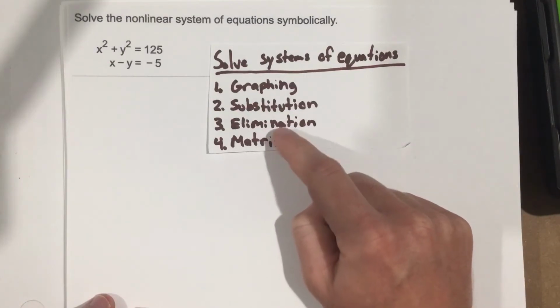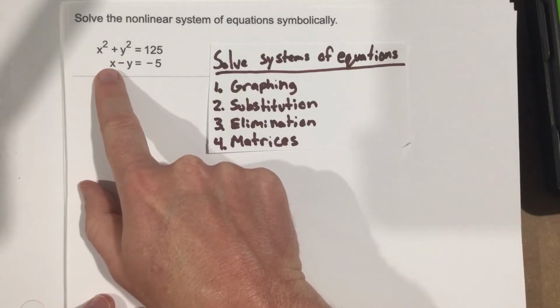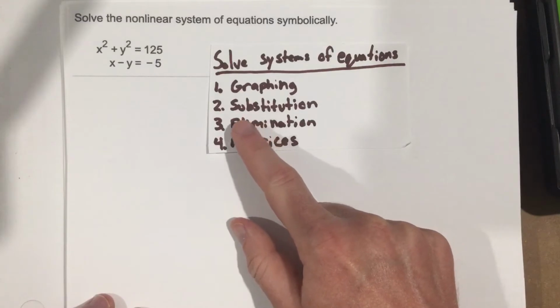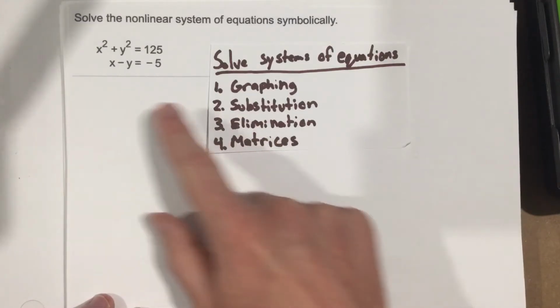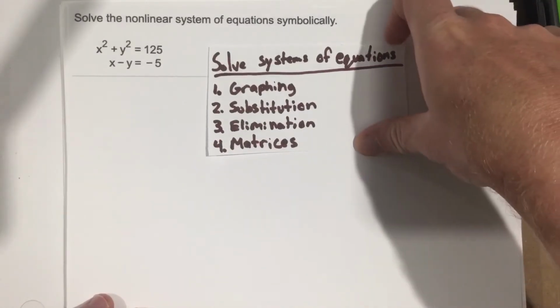Sometimes I can use elimination if I have an x squared term in both the top and the bottom, or a y squared term in both the top and the bottom, but in our case, we don't have that, so we're going to use graphing or substitution. I'm going to use substitution here to do it algebraically.